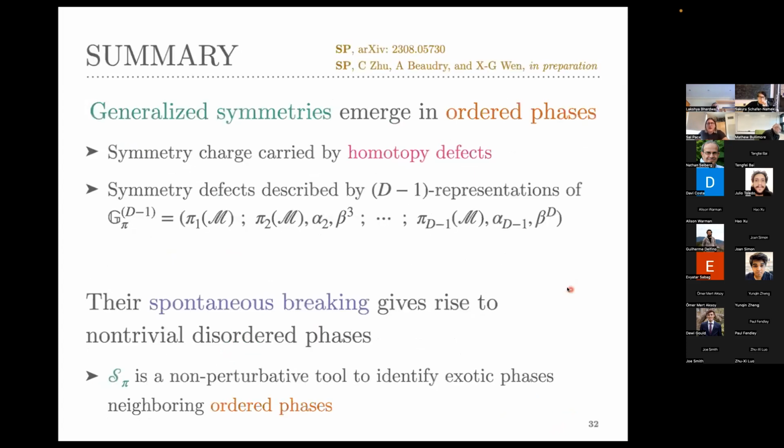Okay, so that's the talk. Let me just summarize. We talked about how generalized symmetries emerge in generic ordered phases, and a general feature of the generalized symmetries is their symmetry charge was carried by what I call homotopy defects. And what we showed is that the symmetry defects are described by D-1 representations of some D-1 group. And this D-1 group is related to the D-1th Postnikov stage of the order parameter manifold. And then we talked as an application how we could spontaneously break this emergent symmetry and give rise to non-trivial disordered phases. And I think this emphasizes, in my opinion, the most powerful usage of these generalized symmetries in ordered phases is that it's a non-perturbative tool to identify exotic phases that neighbor typical common ordered phases.